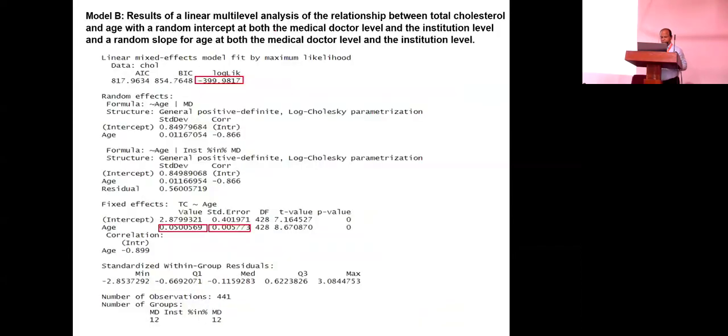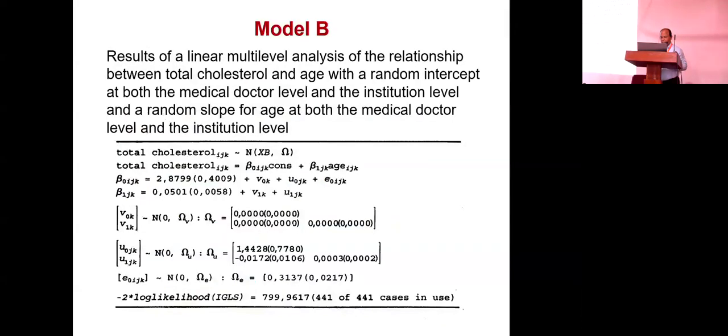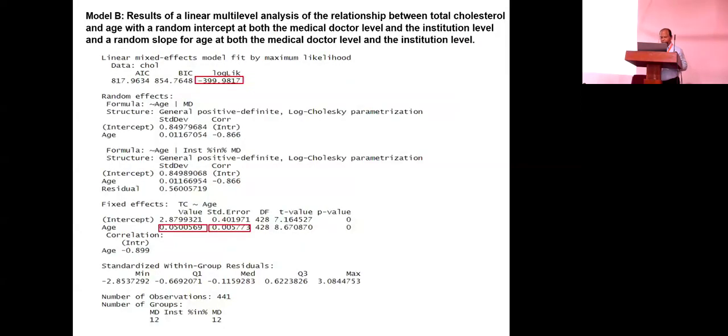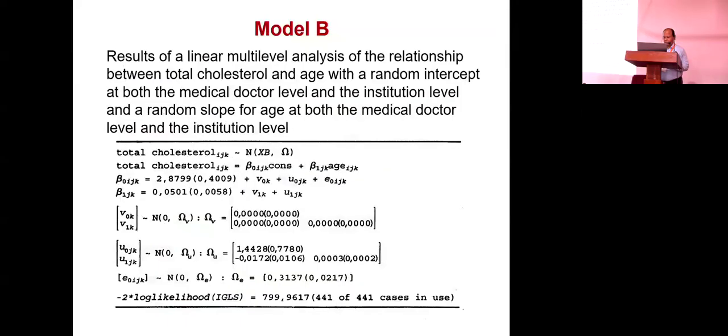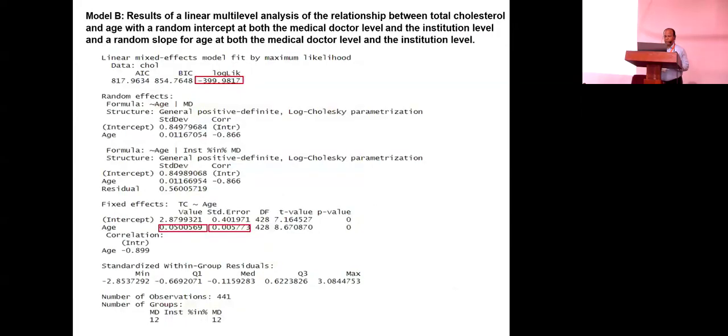So this is from a different software, so I don't want to use the slide. I just wanted to clarify the model using that equation. So this is random slope, random intercept at the medical doctor and institution level with the random slope. So this is 399, and the standard error here for the age is 0.005.